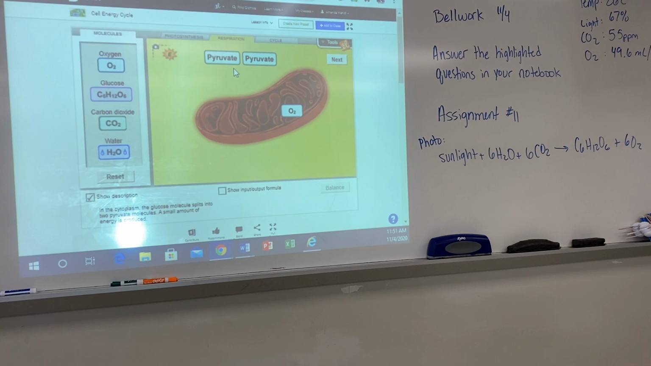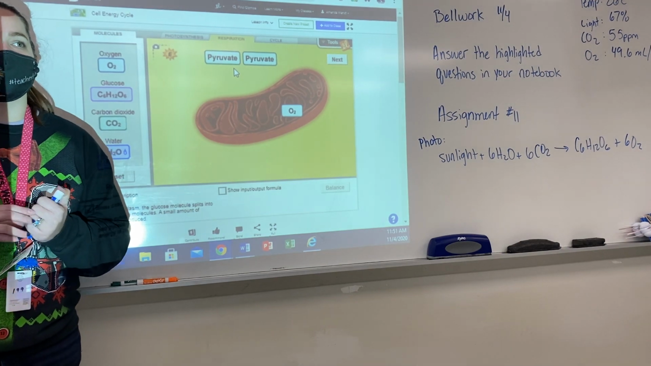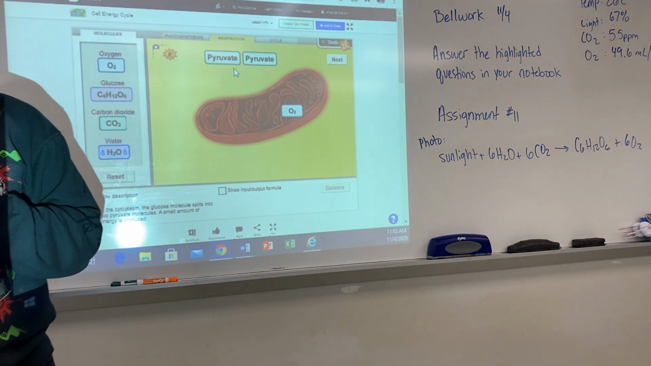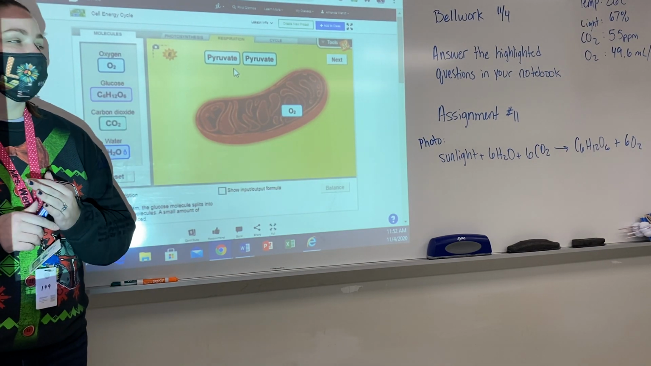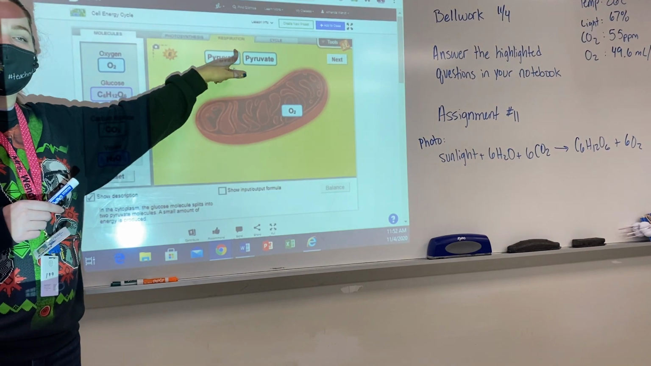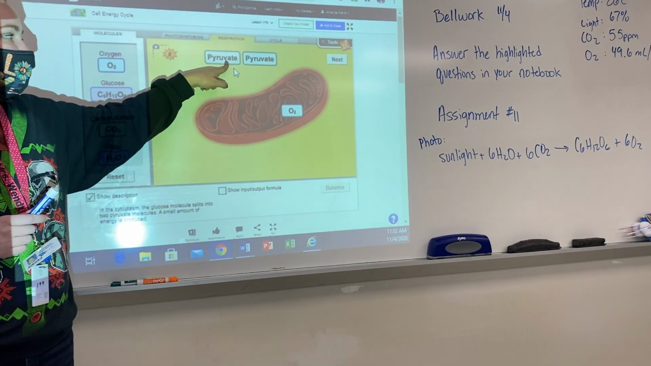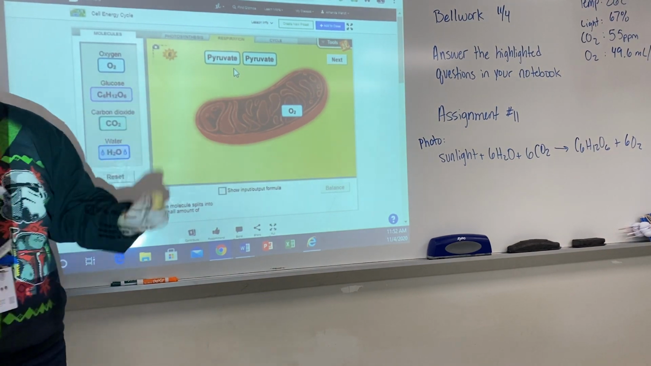Glycolysis. You have to break down your sugar molecule. Because remember, your sugar molecule is a six-ring carbon. Is it big? Is it small enough to go through the membrane? No. No, you have to break it down on the outside of the mitochondria. So that is happening in the cytoplasm of your cell. You need to break it down into two pyruvates. That creates a little bit of energy.